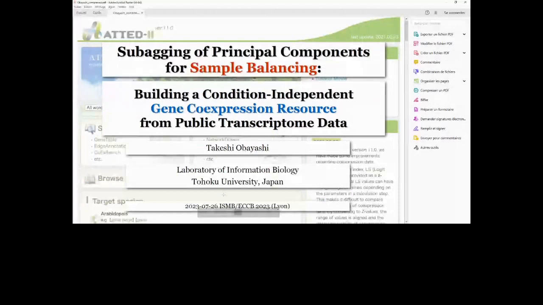So from Japan. Now my talk is about how to build a gene co-expression resource based on the public transcriptome databases.